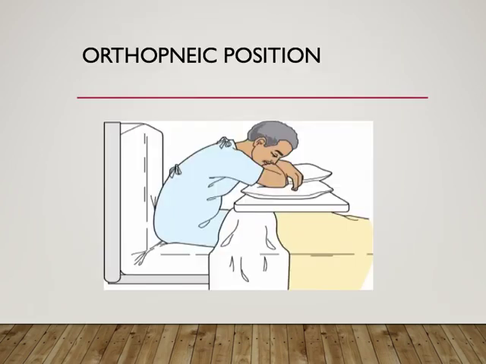Now, you have to know this orthopneic position. Many patients breathe easier leaning over a table. They put pillows on the table and they lean over the table, and this opens up the rib cage and helps them breathe easier. So this is called the orthopneic position.